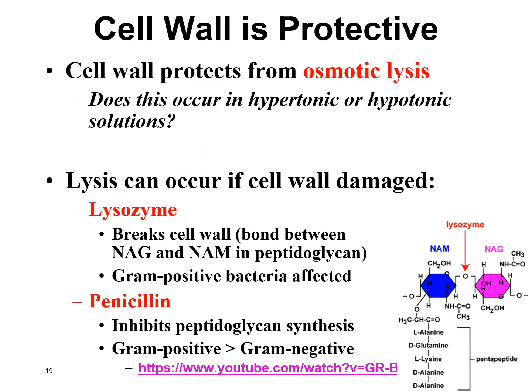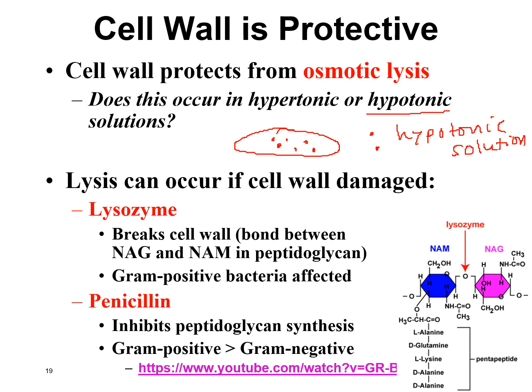Okay, and then the cell wall is protective. We talked about the osmotic lysis before. It prevents the water from moving in, and that would happen in a hypotonic solution, right? So if we had our bacterial cell and it's in a hypotonic solution, water likes to follow the solutes, and so water is going to go wherever there's more solutes, and so it would go into the cell. So by having an intact cell wall, that will prevent too much water from moving into the cell, and then the cell will not burst or have osmotic lysis occur.